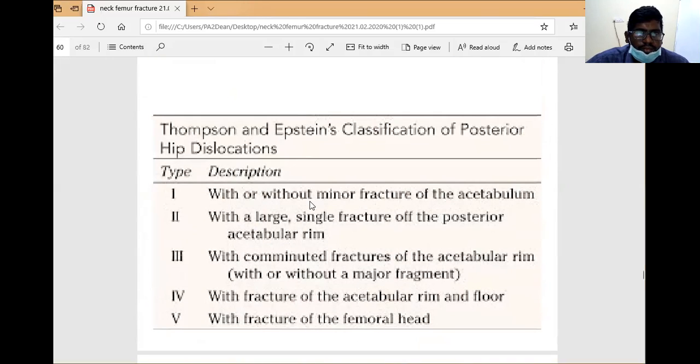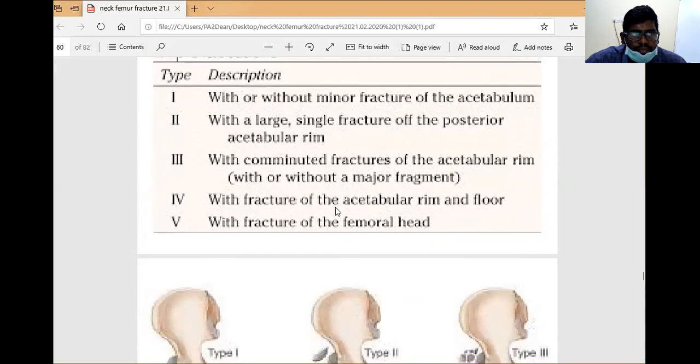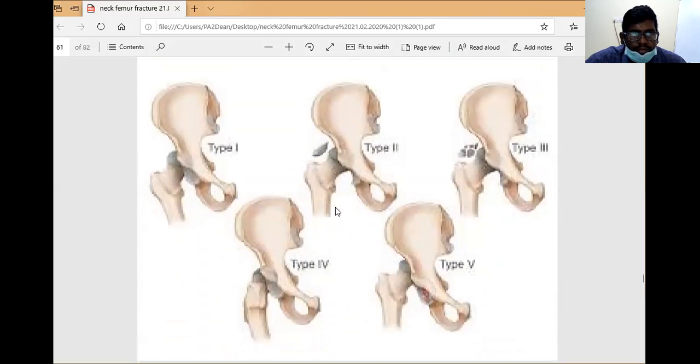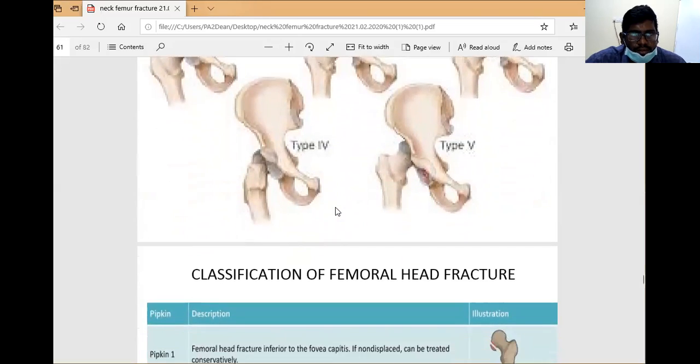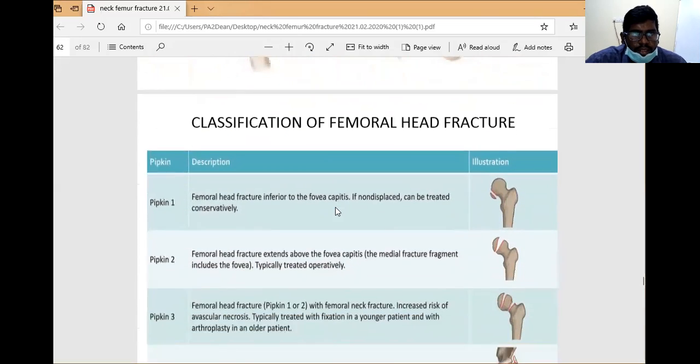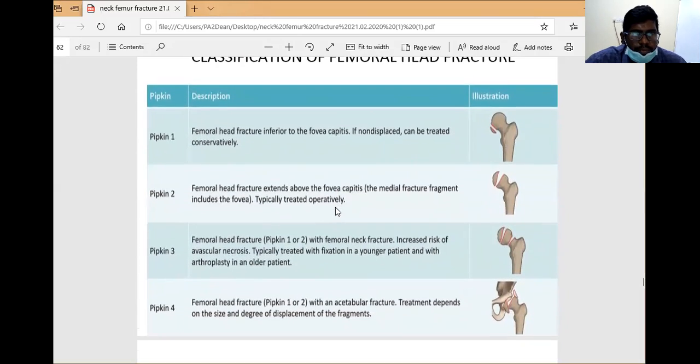So type 1 is with or without minor fracture of the acetabulum. Type 2 is large single fracture of posterior acetabular rim. Type 3 is a comminuted fracture of acetabular rim. Type 4 is acetabular rim or floor fracture. Type 5 is femoral head fracture with dislocation. This type 5 is again classified into 4 types, Pipkin 1, 2, 3, 4.